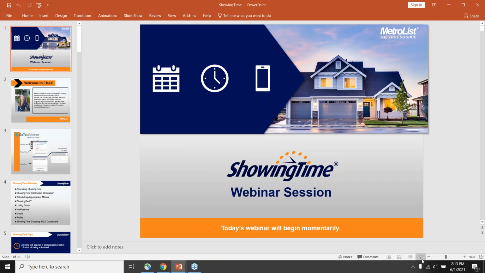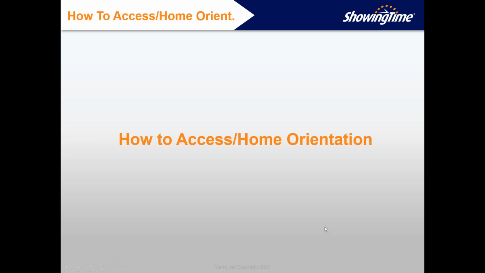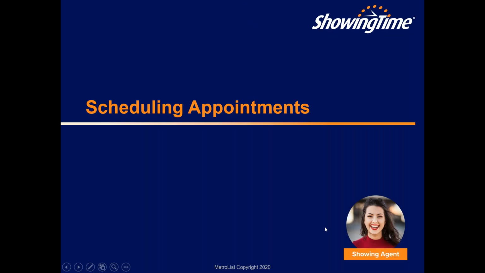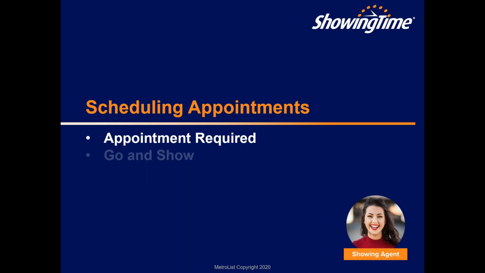What I'm going to do here is show you your scheduling appointment. You have a couple of different modes, so let's walk through that. First, you have appointment required. This is the most common scheduling mode. You'll see that appointment required. I have a homeowner, and we definitely need to be structured and scheduled. So this is your appointment required.